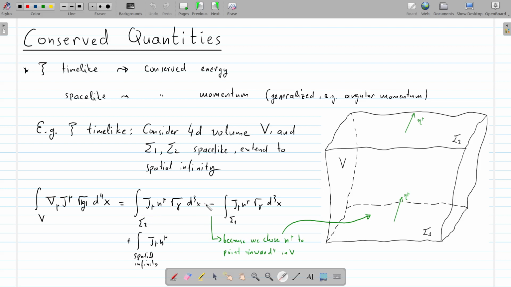Now, notice here that there is a minus sign, and this is because we have chosen the normal to that surface to point inwards, whereas here it points outwards. The last term is assumed to vanish by considering matter fields such that the current here vanishes fast enough at infinity, at spatial infinity.